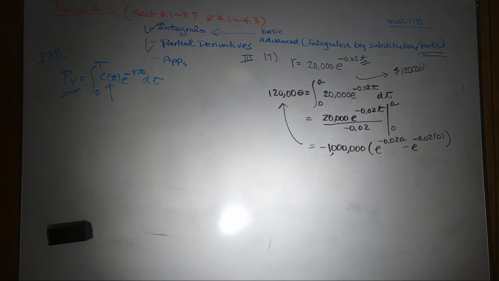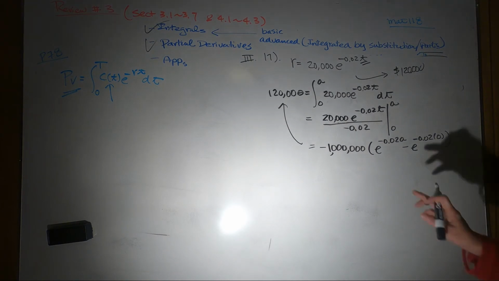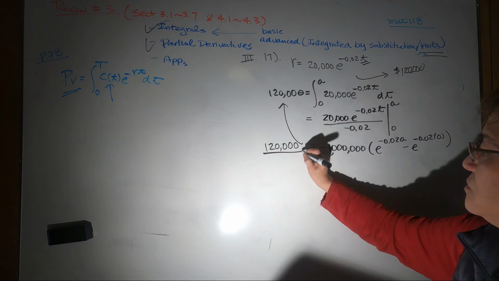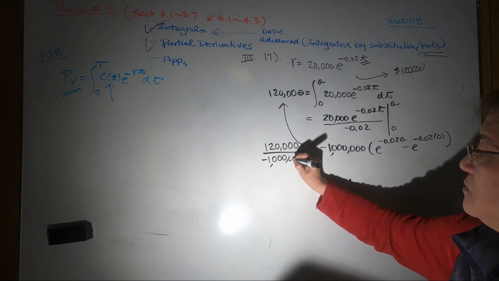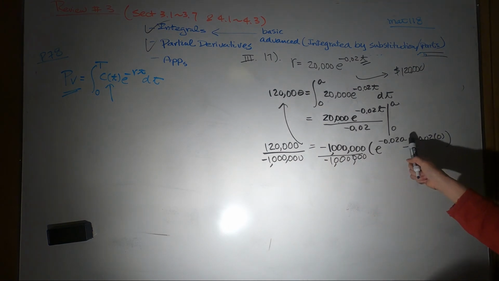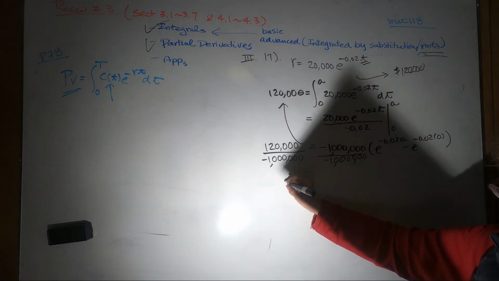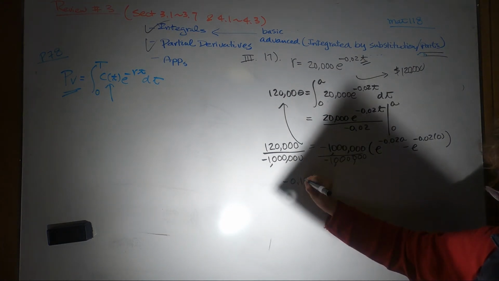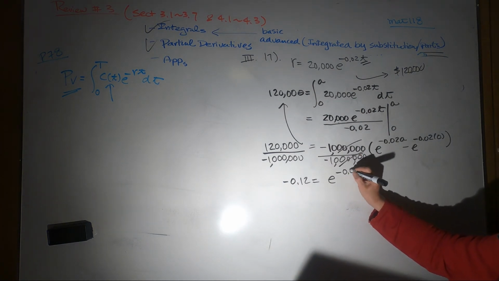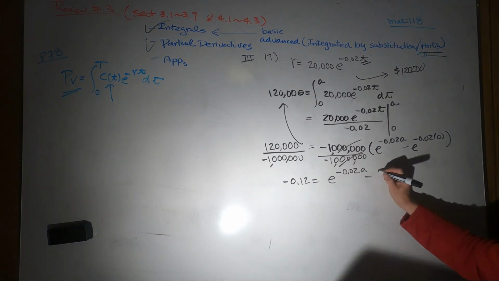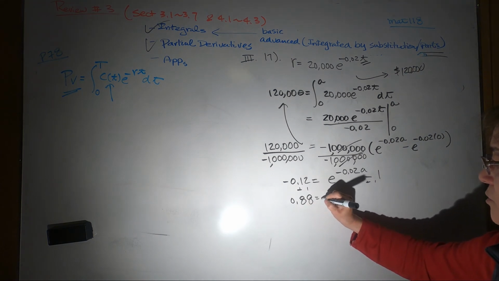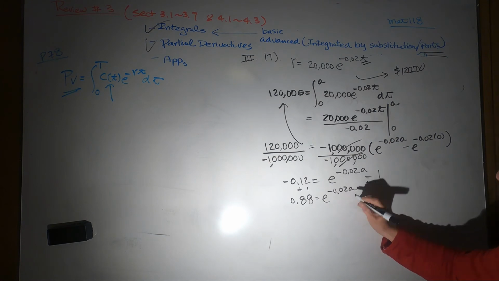You need to know how to solve your equations by now, right? So you divide, so that's 120,000. Then I'm going to divide by million, okay? So try to solve for my a. So that would be negative 0.12. Then this one cancels off. So e to the negative 0.02a, e to the 0 power is 1, right? Then I plus 1, so I have 0.88 equals e to the 0, right?